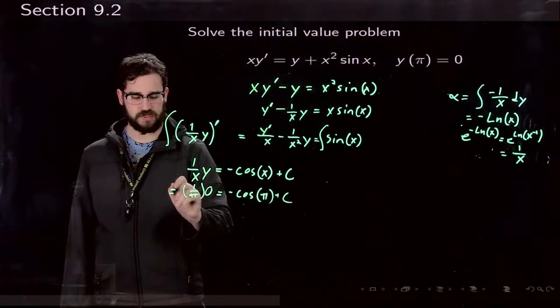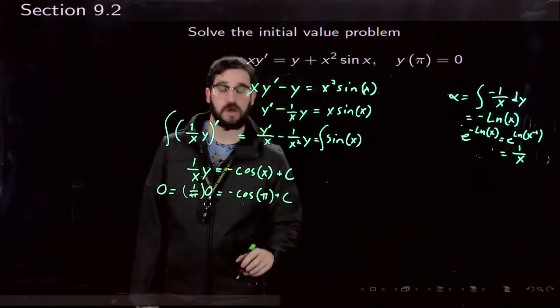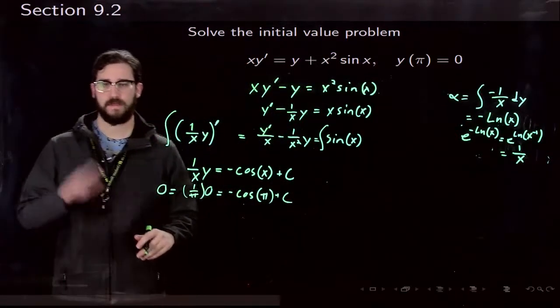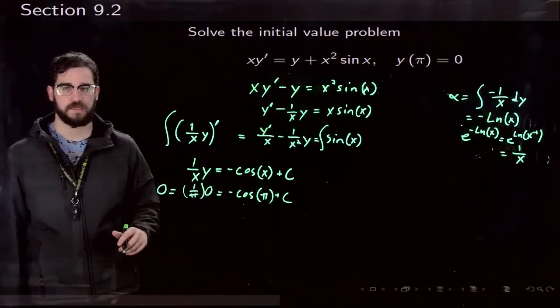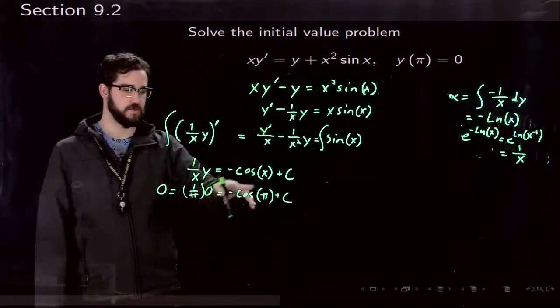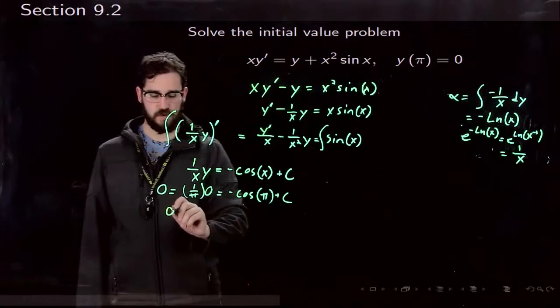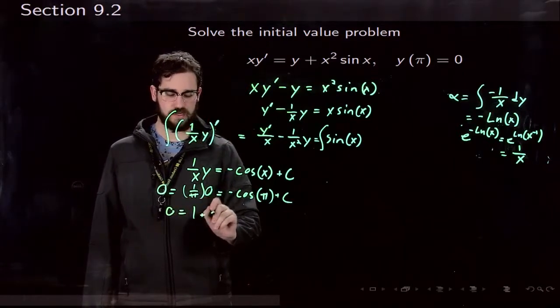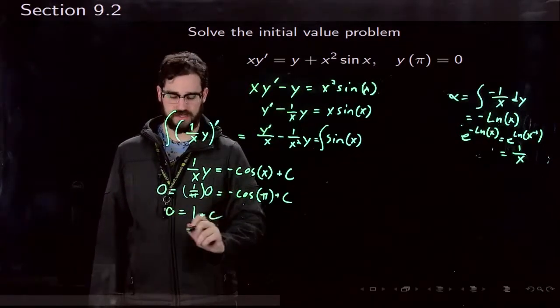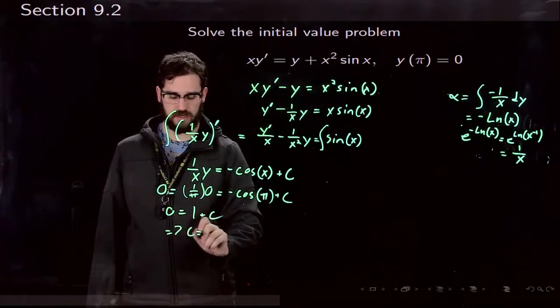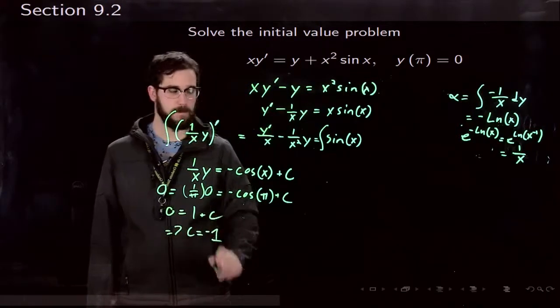This part's just equal to 0. What is cosine of pi? Well, cosine of pi is just negative 1. So this whole thing becomes 0 equals 1 plus c. Thus, c is equal to negative 1.